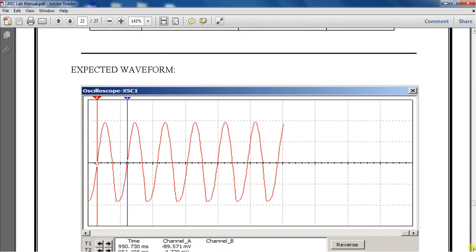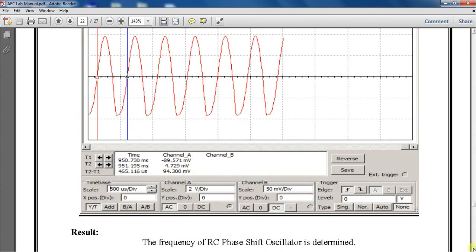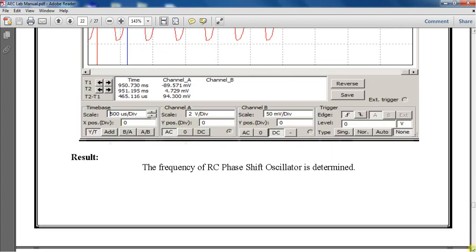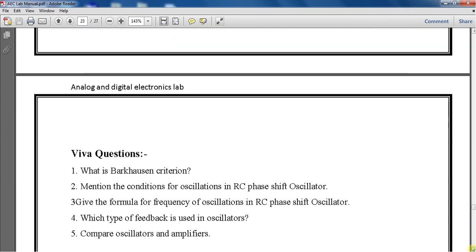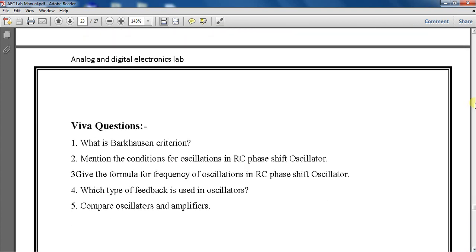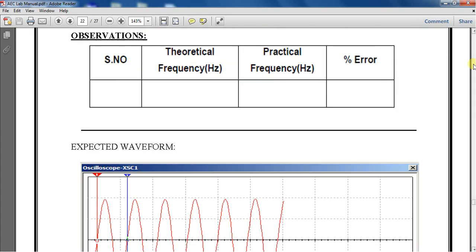This is the expected waveform, a sinusoidal signal, 2 volts per division and like this. We can measure the Barkhausen criteria, that is 180 degrees phase shift, and A beta is 1.